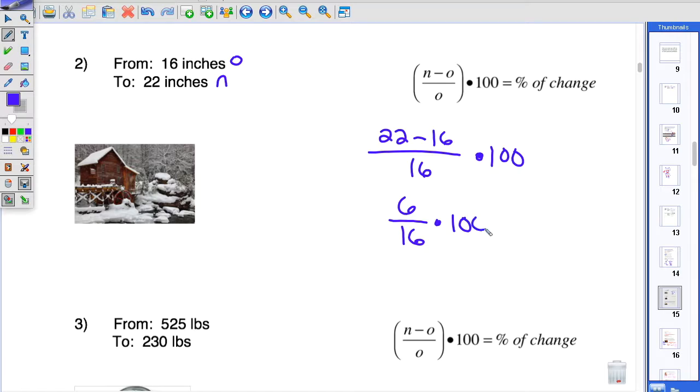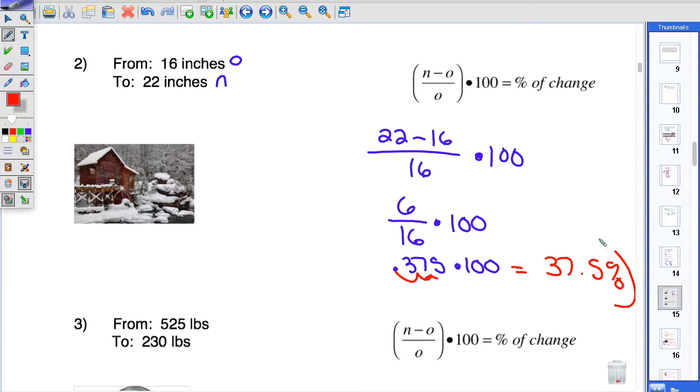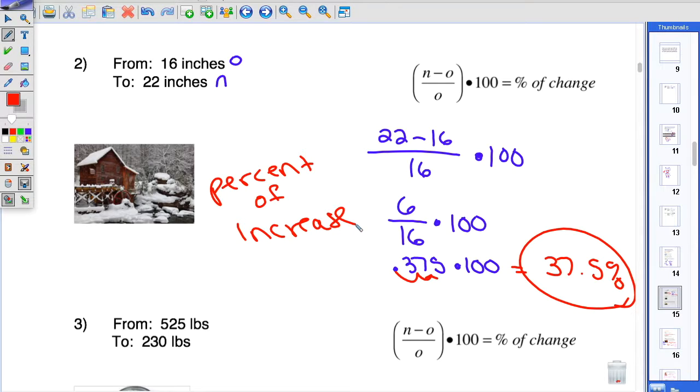Times it by 100. Divide 6 by 16 in your calculator, and you get 0.375 multiplied by 100, which when you multiply by 100, it moves your decimal over 2 places to the right, so we get 37.5%. Since it's a positive, this is a percent of increase. That means that from last year to this year, the amount of snow went up 37.5%.